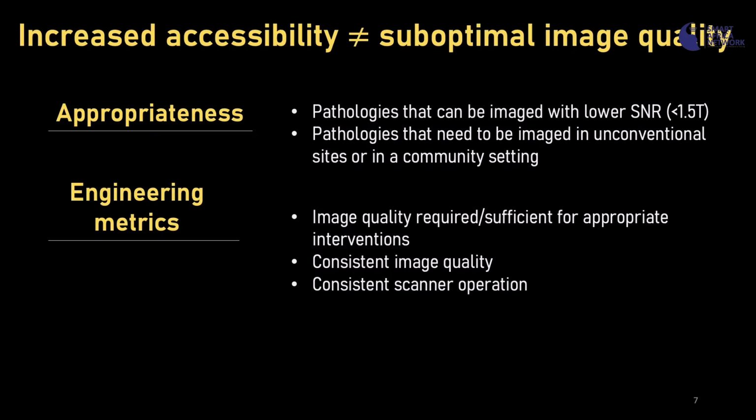An important caveat, though, is that increased accessibility does not mean suboptimal image quality. Hence, the definition of appropriateness is quite relevant here. That means one needs to identify the pathologies that can be imaged with lower SNR and in unconventional settings. On the other hand, the image metrics to achieve this appropriateness could be related to mostly image quality, so that you get consistent image quality and scanner operation in those unconventional sites or in community settings.